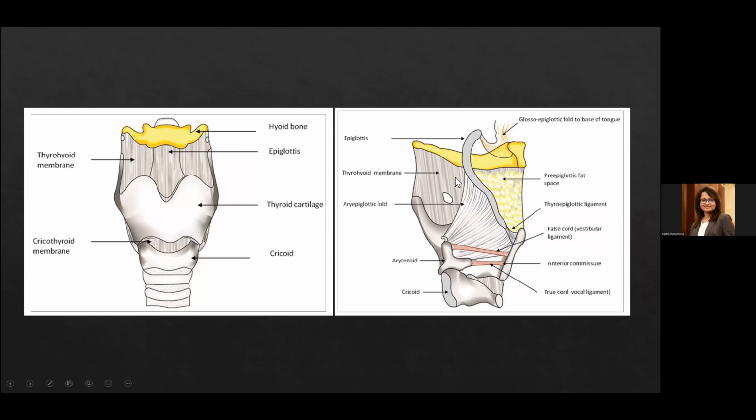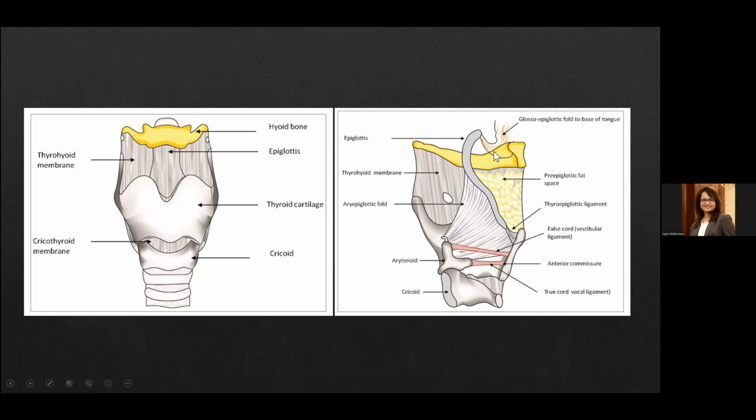The important folds of mucosa which connect the tip of the epiglottis to the base of the tongue can help in transmission of diseases. This is basically the glossoepiglottic fold. And this is the point where the vallecula lies. So the hyoepiglottic ligament is present, over which the glossoepiglottic fold lies.